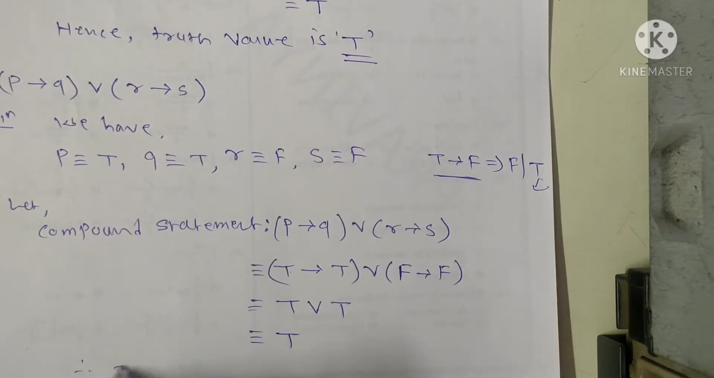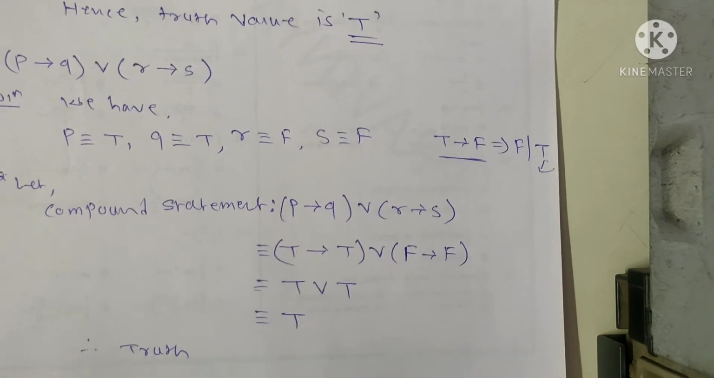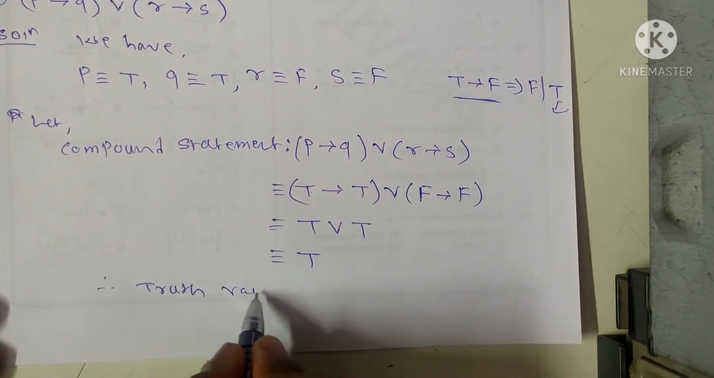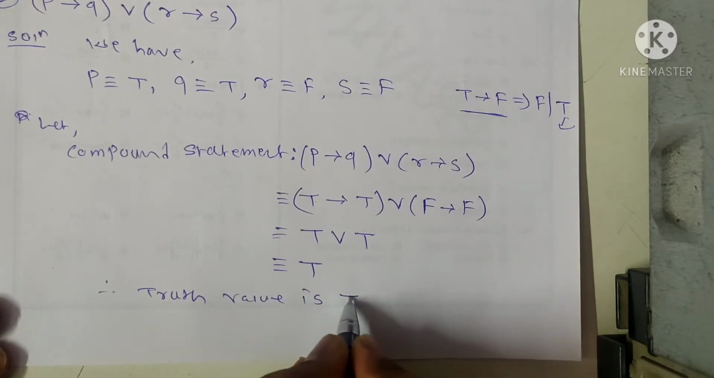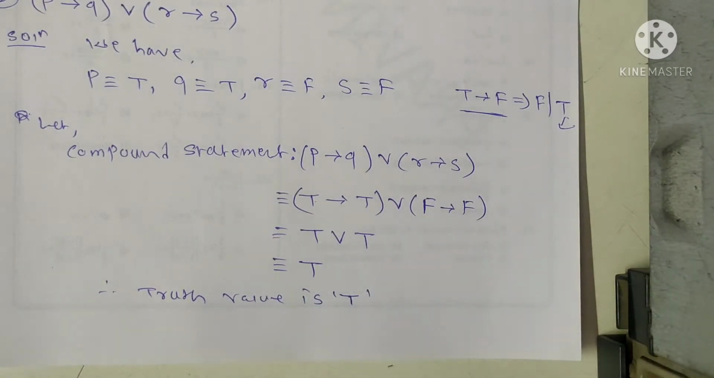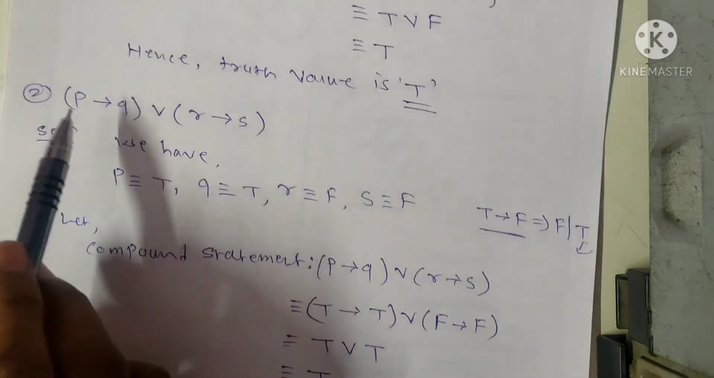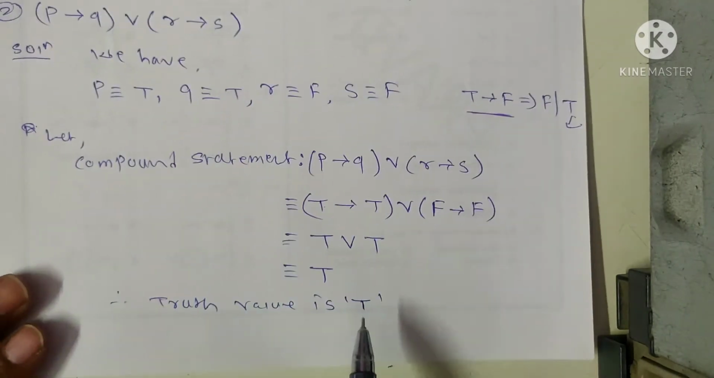Therefore the truth value is T. Means the truth value of this compound statement is T.